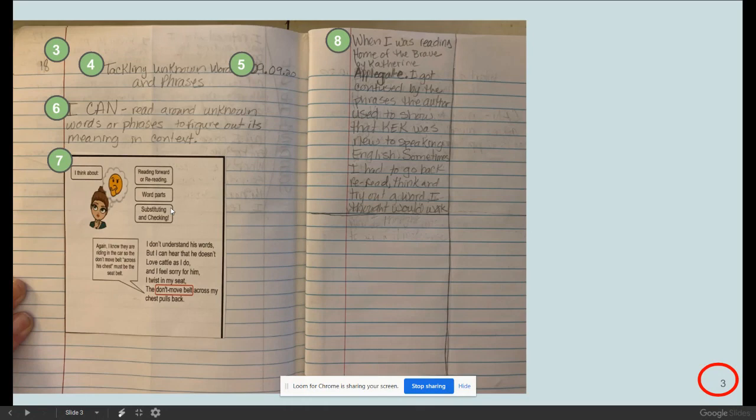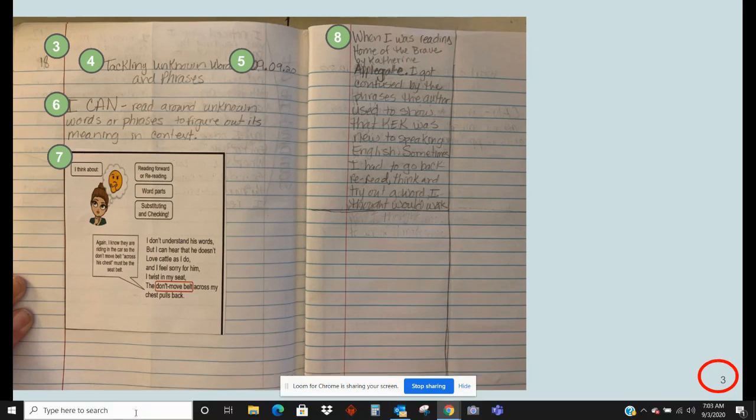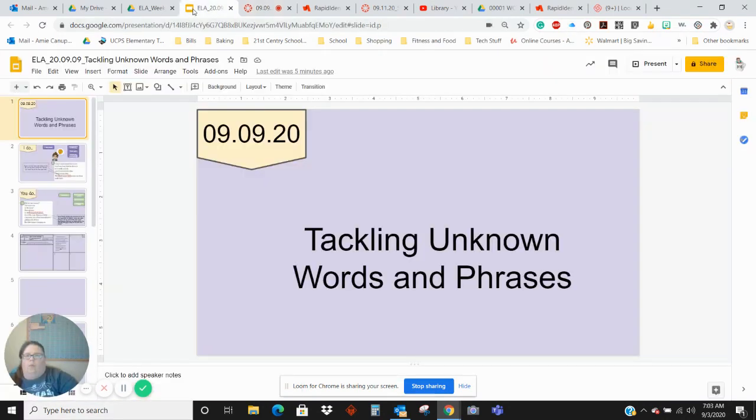Now, this sounds an awful lot like the lesson that we talked about yesterday. However, it is vastly different, as you can see with the example that I have provided. We're going to scooch on over to the teaching slides.